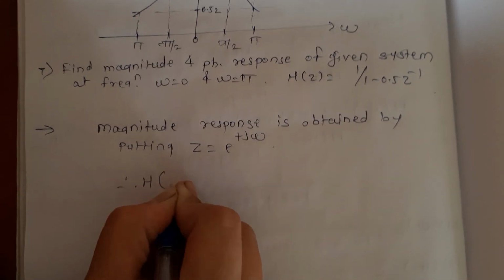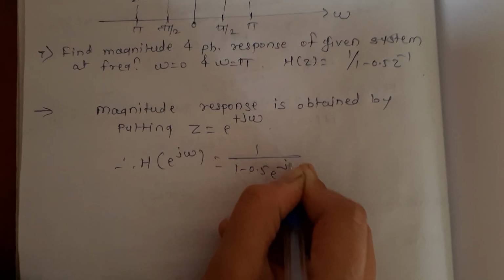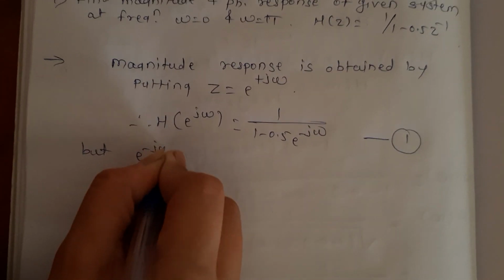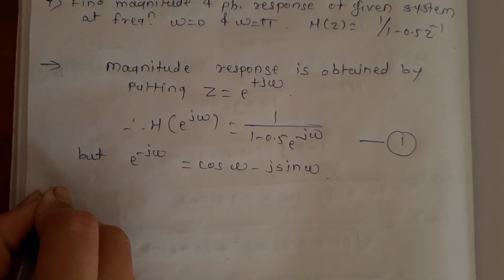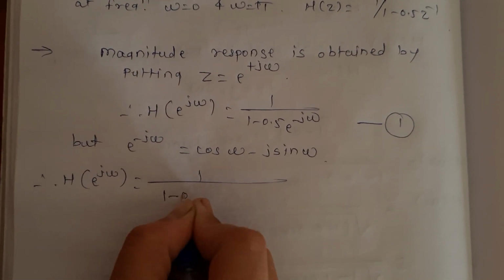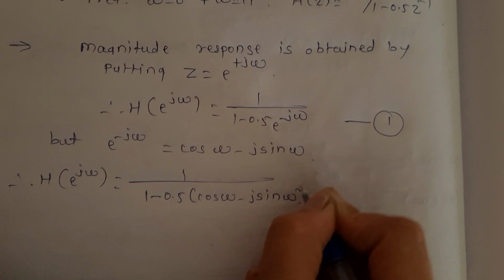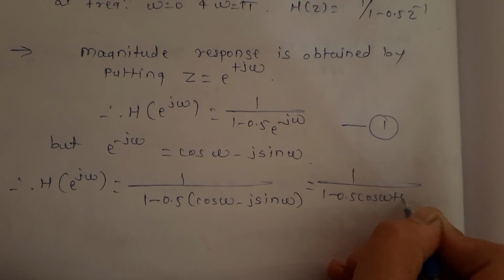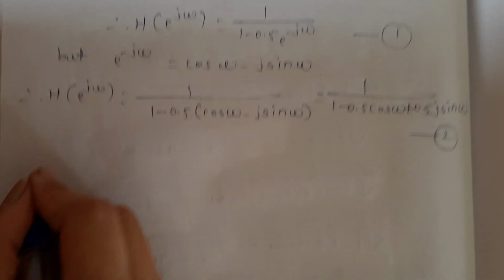So H of e raised to j omega is equal to 1 by 1 minus 0.5 e raised to minus j omega. This is equation 1. But e raised to minus j omega is equal to cos omega minus j sin omega. So H of e raised to j omega is equal to 1 by 1 minus 0.5 cos omega minus j sin omega, that is equal to 1 by 1 minus 0.5 cos omega plus 0.5 j sin omega. This is equation 2.